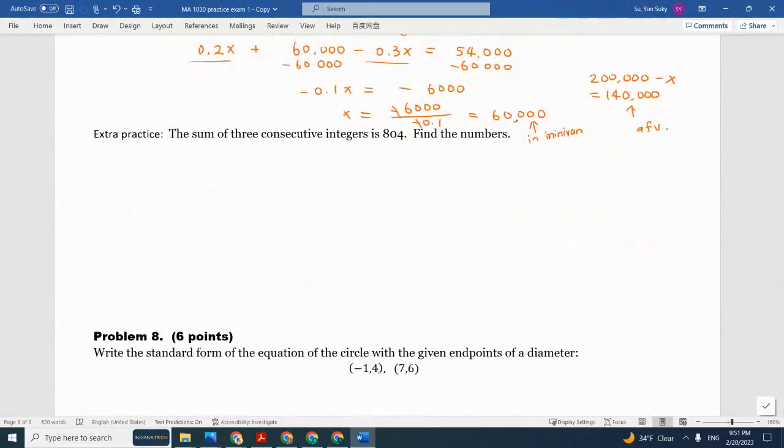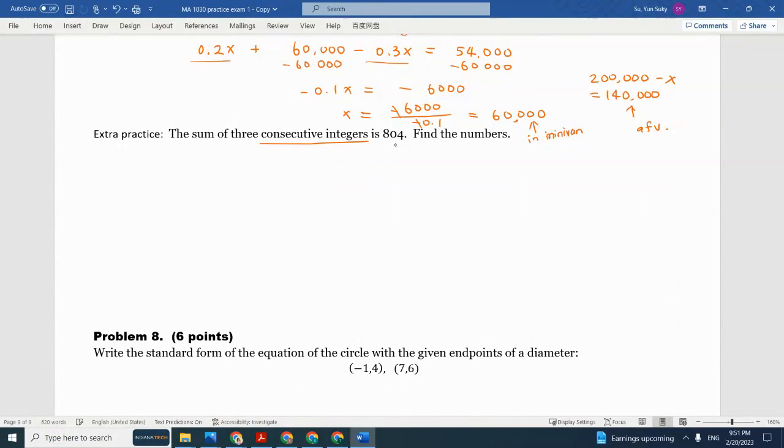Okay, good. 2 more problems. I think today we can finish on time. The sum of 3 consecutive integers is 804. Consecutive, which means, okay, 1, 2, 3 is consecutive numbers. But when you add them up together, 1 plus 2 is 3, 3 plus 3 is 6, right? So we want the 3 consecutive integers.